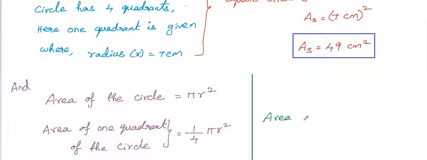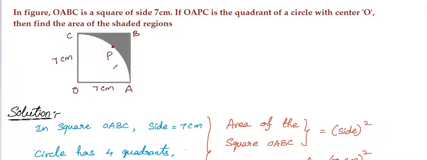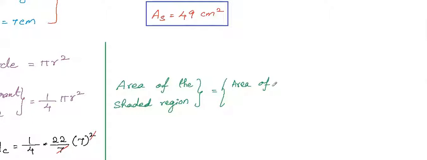We need to find the area of the shaded region. See here, that's the unshaded area and this is the shaded area. So the area of the shaded region equals the area of the square minus the area of the one quadrant of the circle.